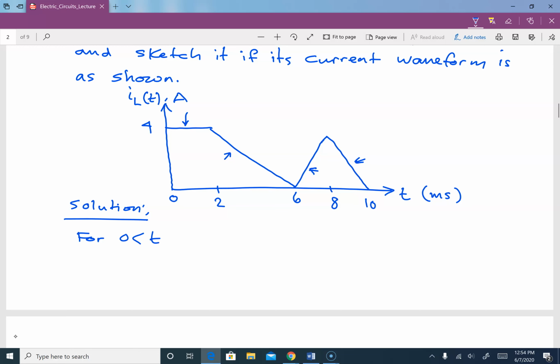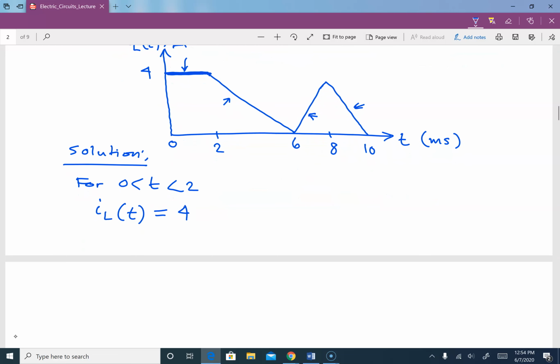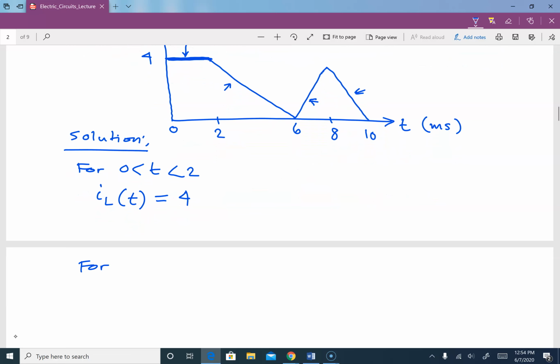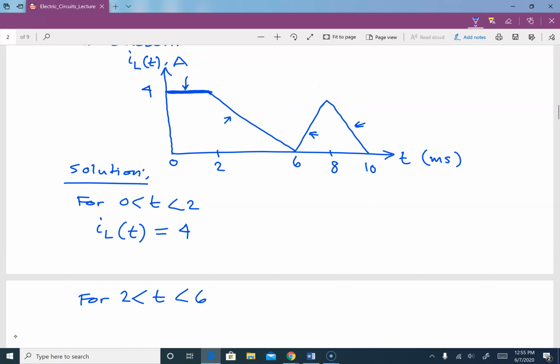So we will start with t greater than 0 and less than 2, our IL of t is equal to 4. So this here is constant, going this way without any change, so it's a straight line and no change, then that will be 4. Now we go with the interval greater than 2 and less than 6.